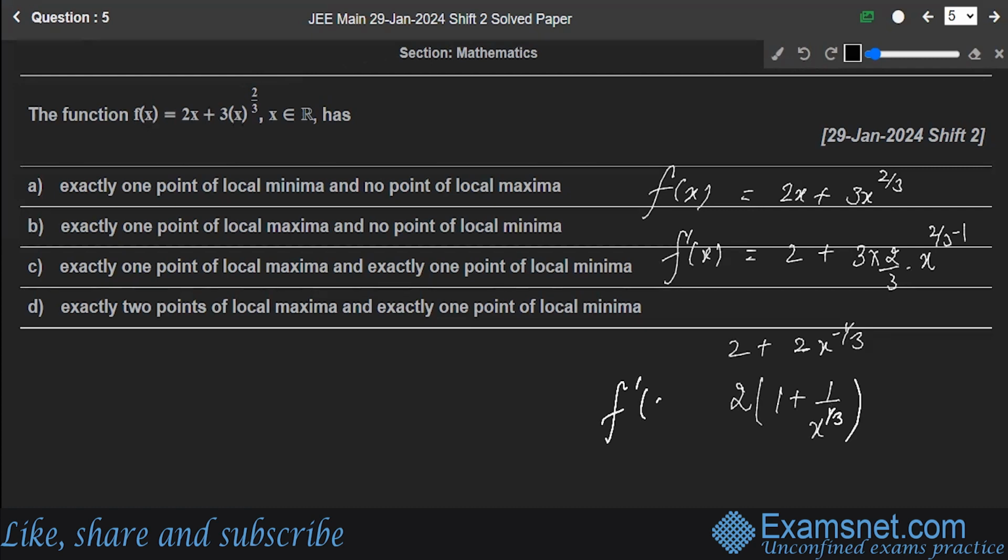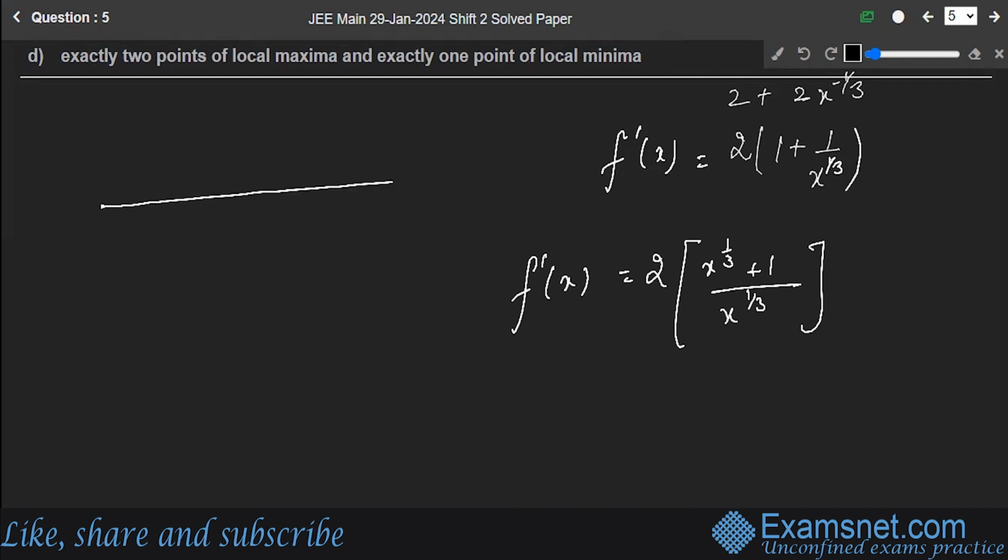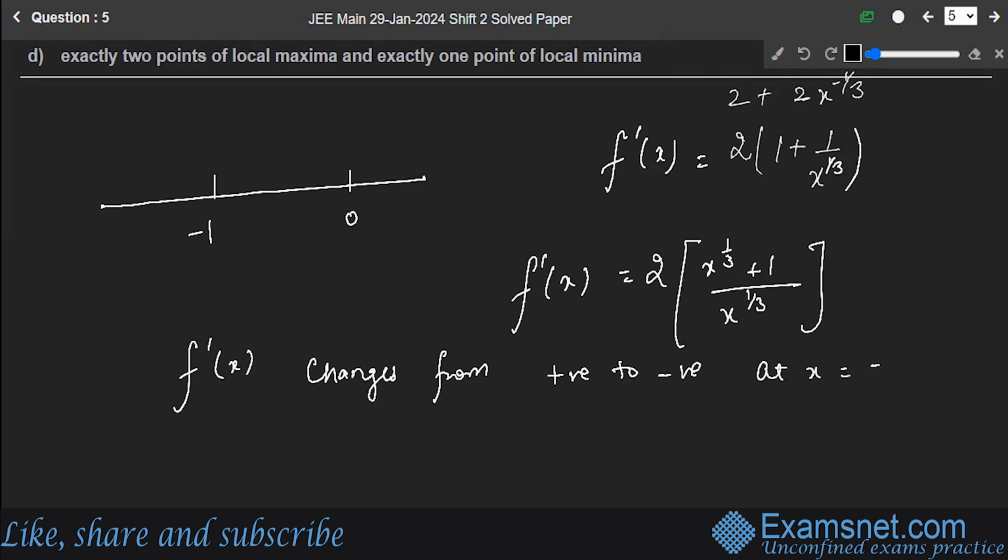So this was your f dash x, that's it. And you had f dash x as 2 into x power 1 by 3 plus 1 upon x power 1 by 3. Now f dash x, if you look at this graph, these are the 2 breaking points, one is 1 and 0. So f dash x changes from positive to negative at x is equal to minus 1.